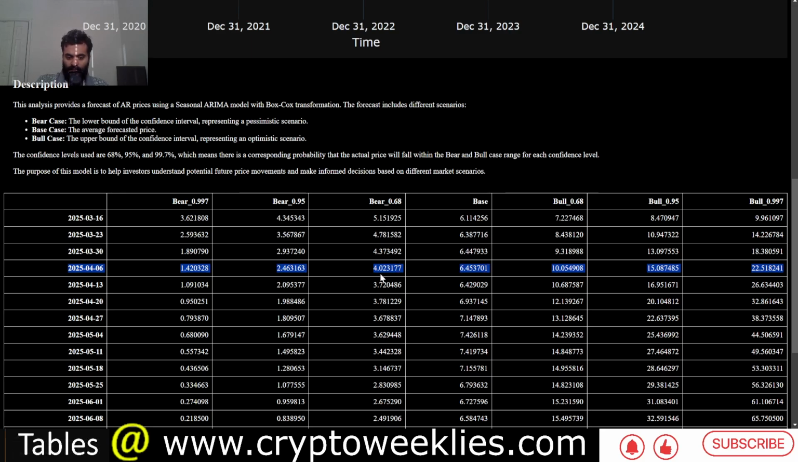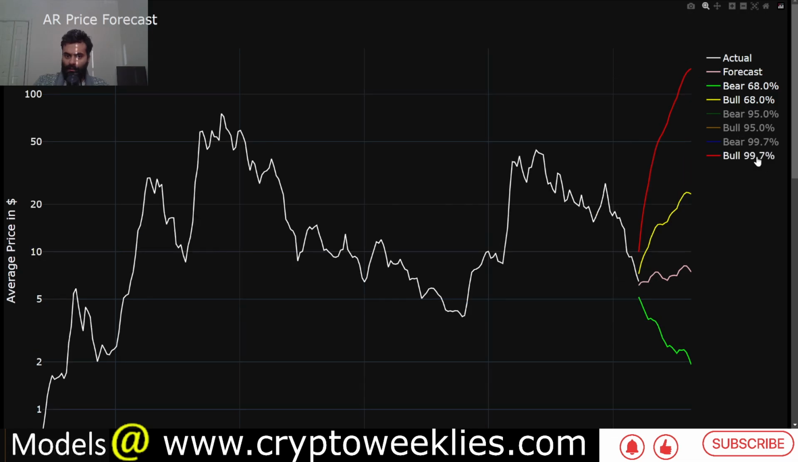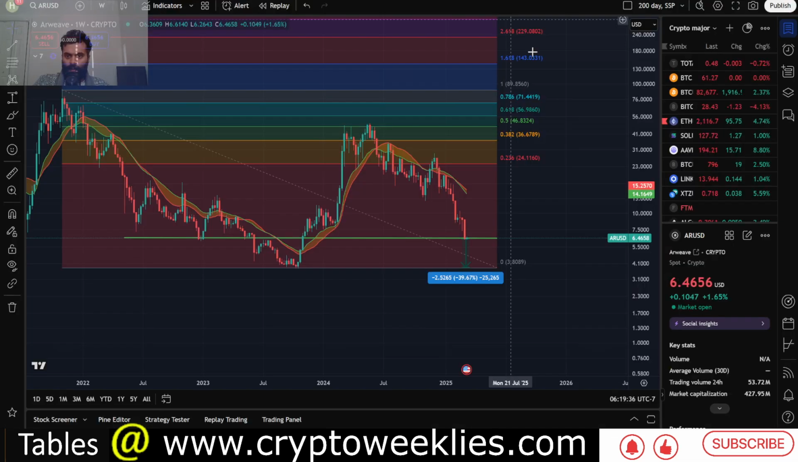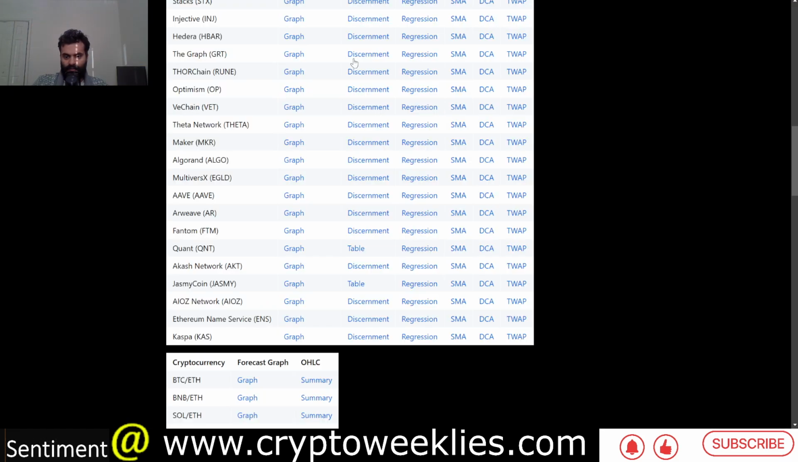There is a 68% chance that the price stays between $4 and $10. Again, this bear case at 68% and bull case at 68%. There is a 95% chance per the model that the prices stay between $2.46 and $15. So with 95%, that's the 2 standard deviation confidence level that we discussed in the orange line, and the red line is the 3 standard deviation, which tries to capture what could be a price in a blow off top event that is coming in at around $145 for Arweave, which is, again, if we go back to the Fibonacci level, very close to the 1.618 Fib level for Arweave.